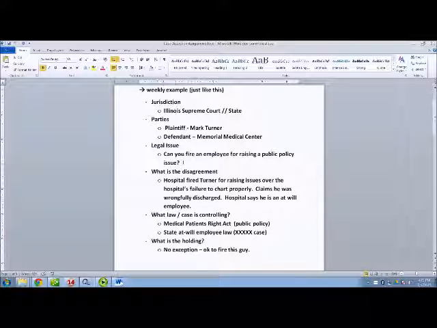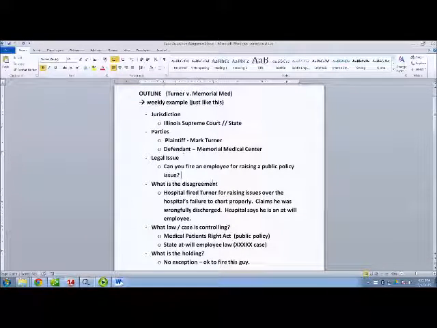The legal issue should always be phrased in the form of a question. Very rarely is it not going to be able to be phrased in the form of a question. This is the ultimate question that the court is answering to solve the parties' dispute. So in this particular case, the court is trying to figure out, can you fire an employee for raising a public policy issue, or are they protected?